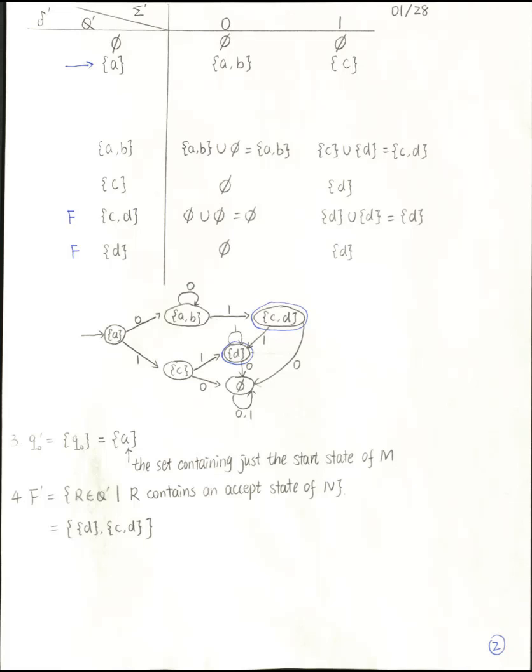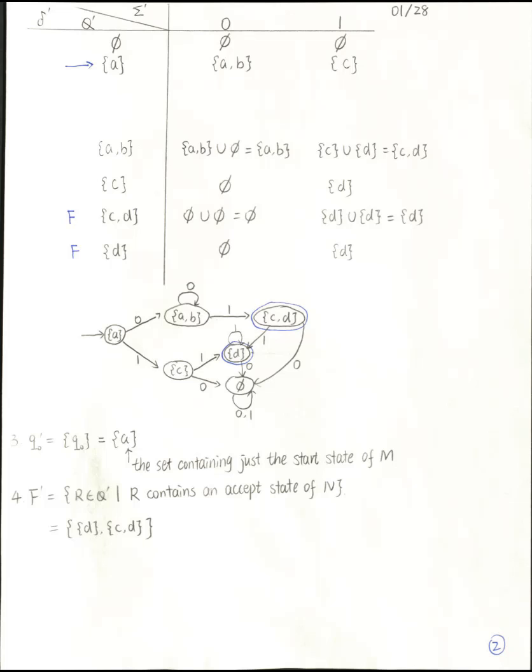Now we go to the next state, which is C. From C, reading a single symbol 0, I reach nothing because there's no transition out of C on 0. And by reading a 1, I can reach this state D and nothing else. So the resulting state is just D. Now I have two new states, this empty state and this D. I need to add this empty set and this D to the left column.